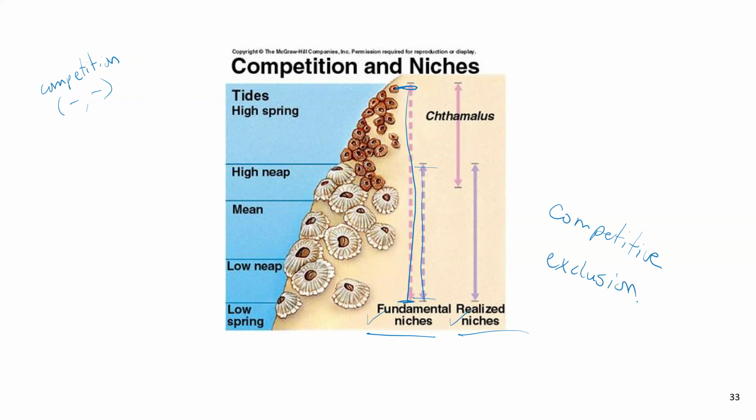The Thalamus are excluded from this part of their fundamental niche in order to avoid having to compete with the Balanus. And we could say it's an advantage between two species vying for the same resources. It will cause the advantaged species to take over the niche. So you see that this barnacle takes over. They could both exist here, but it's taken over by the Balanus.